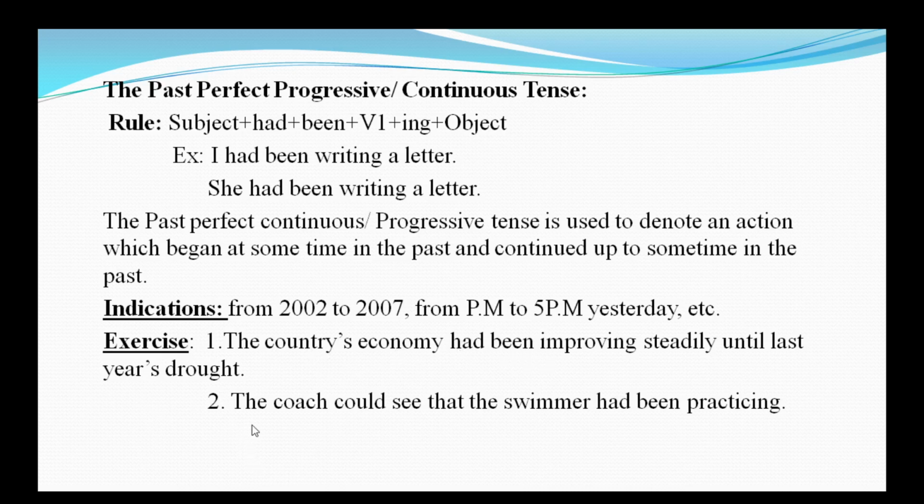In the second example, the coach could see that the swimmer had been practicing. Here, the second action, whatever the action that is started, is still continuing. So based on the past perfect progressive or continuous tense rules, we can frame sentences, and we can easily understand in which tense that sentence is constructed or framed.